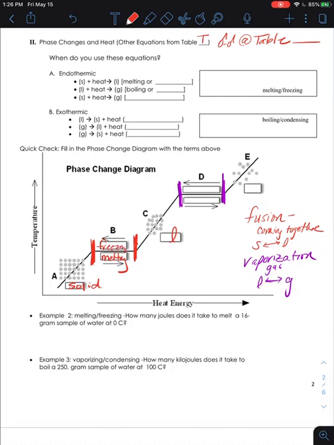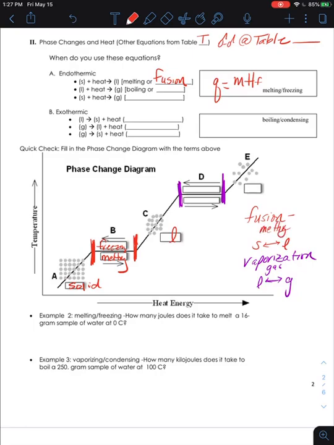So for that, we pay attention to Q equals mass times H subscript f, which is the heat of fusion. We know that when you add heat to a solid, it becomes a liquid. So melting, or the word that we're using here, is now fusion. So let's update the definition. We know that fusion meant for a long time coming together. But when we're talking about phase change, we're talking about melting.